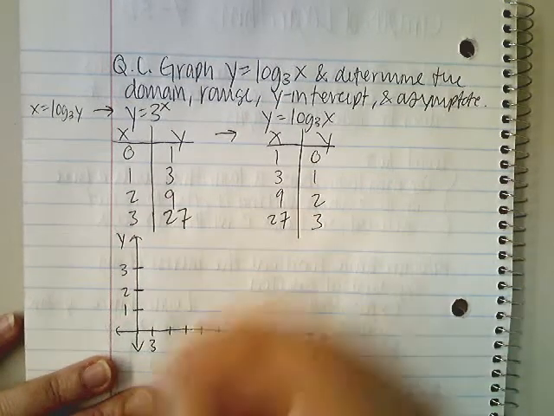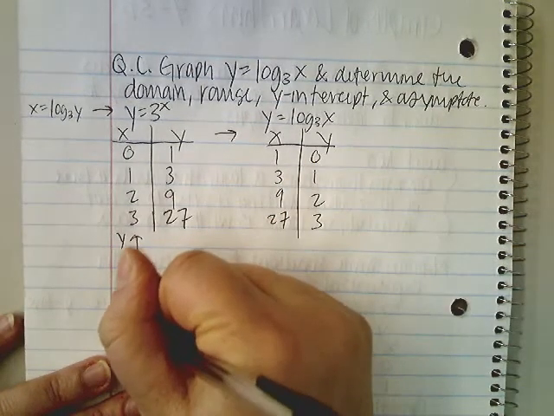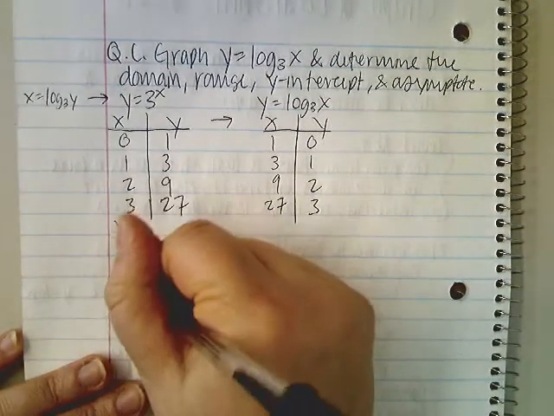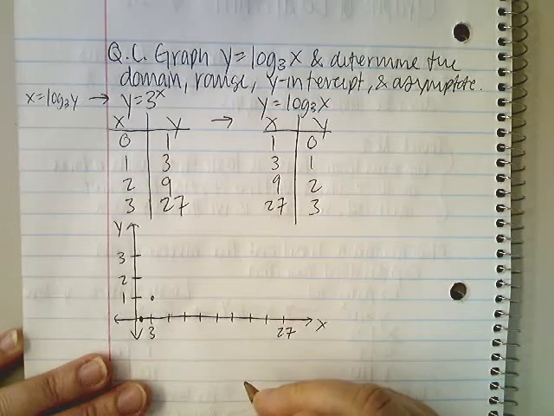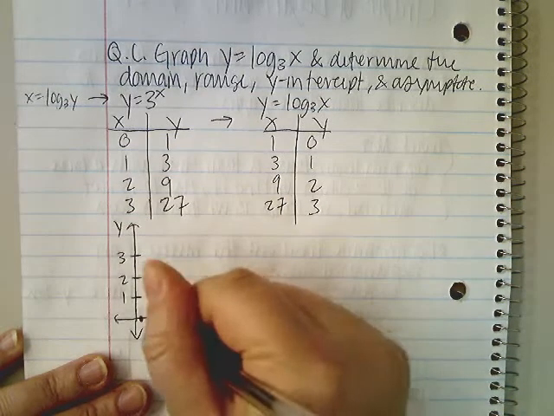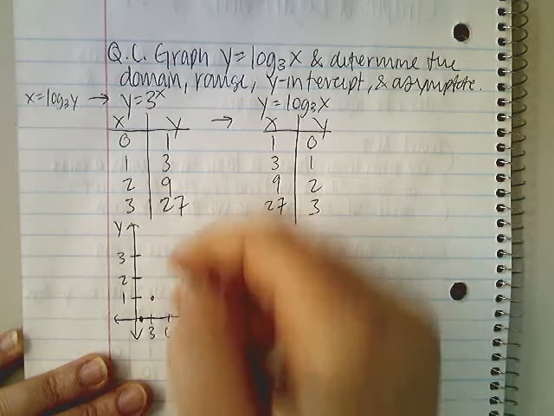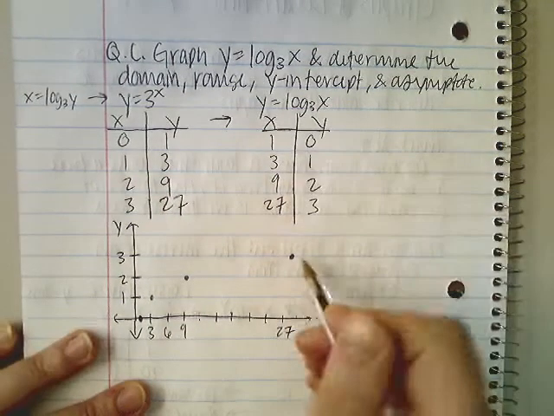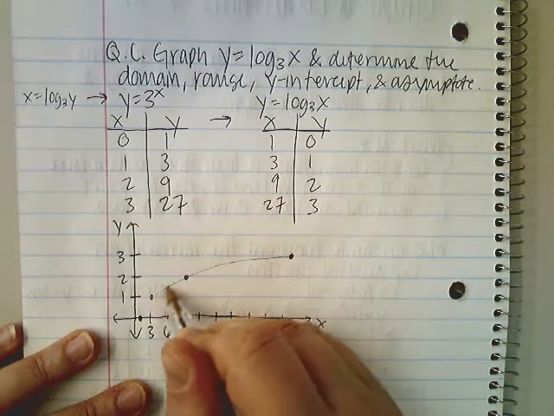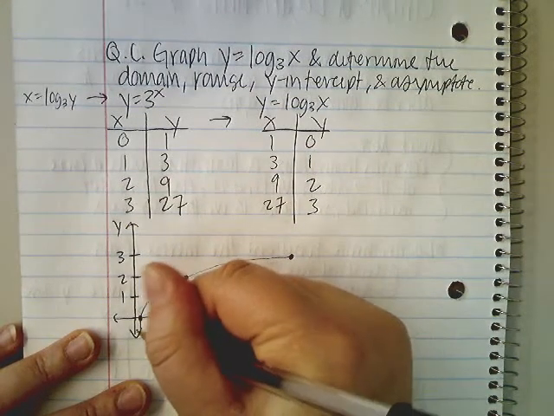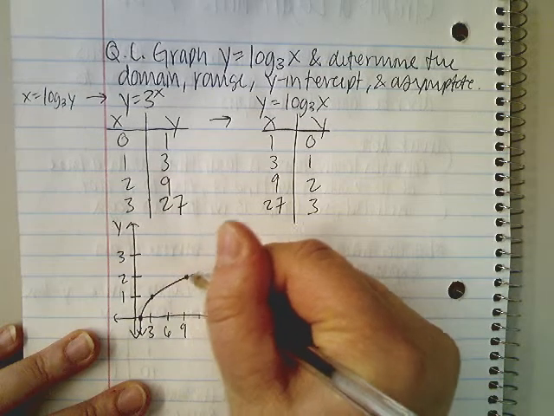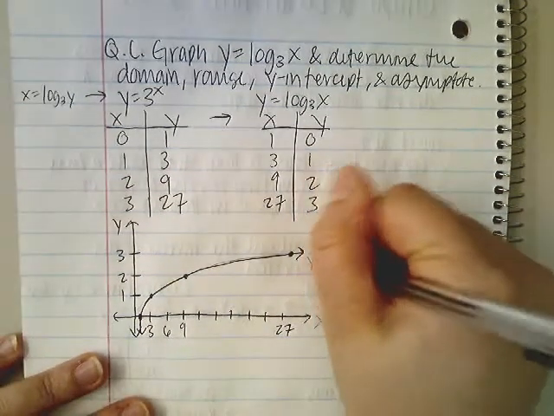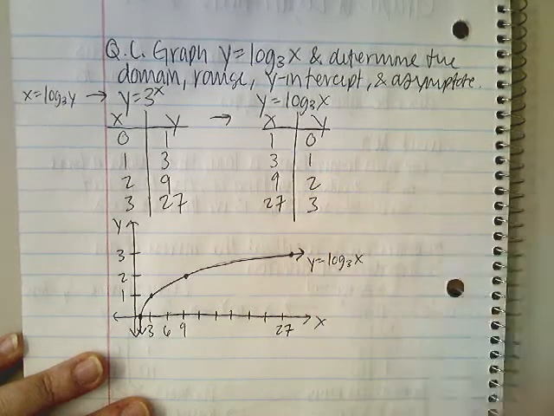And now I'm just going to plot the points. So I start at 1, 0. So that's going to be about a third of the way to 3. And then I plot 3, 1. I plot 9. So 3, 6, 9 is going to be at 2. And then 27 is going to be at 3. So I'm going to sketch that curve, make sure it doesn't cross my y-axis since that's going to be the asymptote. And that's my graph for y equals log base 3 of x.